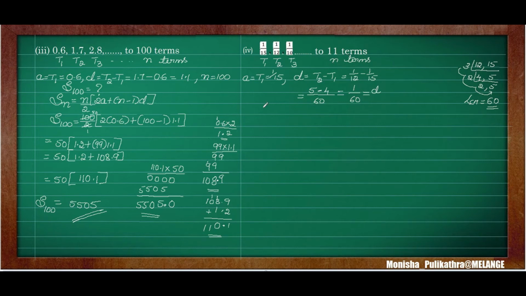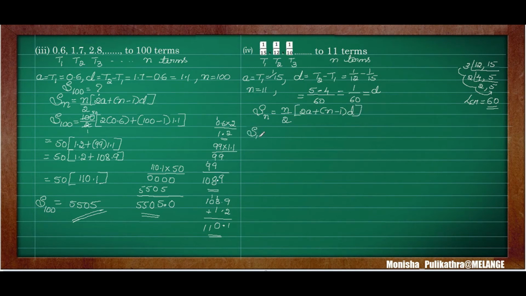Next we have n. n is equal to 11. So first term A is 1 by 15, common difference D is 1 by 60 and n is 11. So directly apply the Sn formula. Sn is equal to n by 2, 2a plus n minus 1 into D.